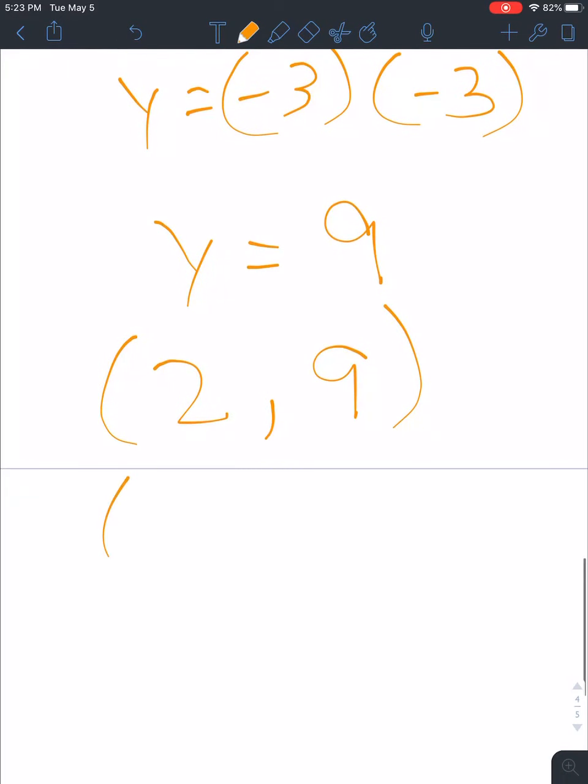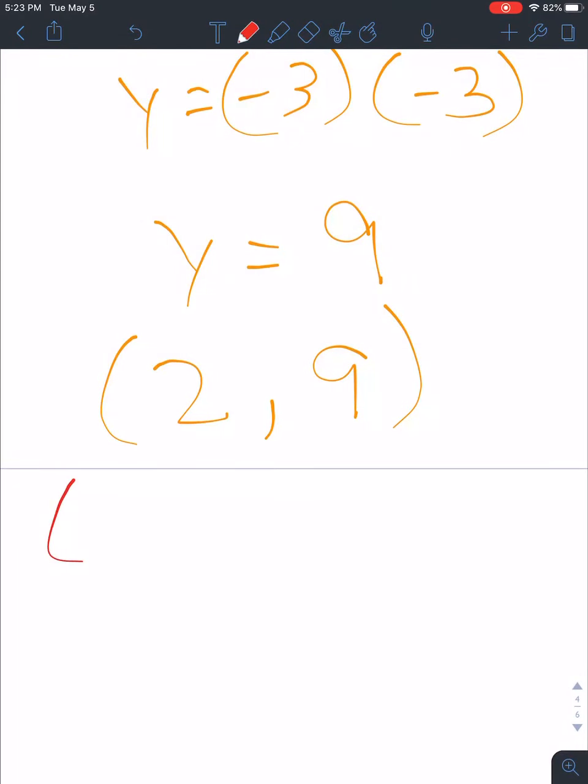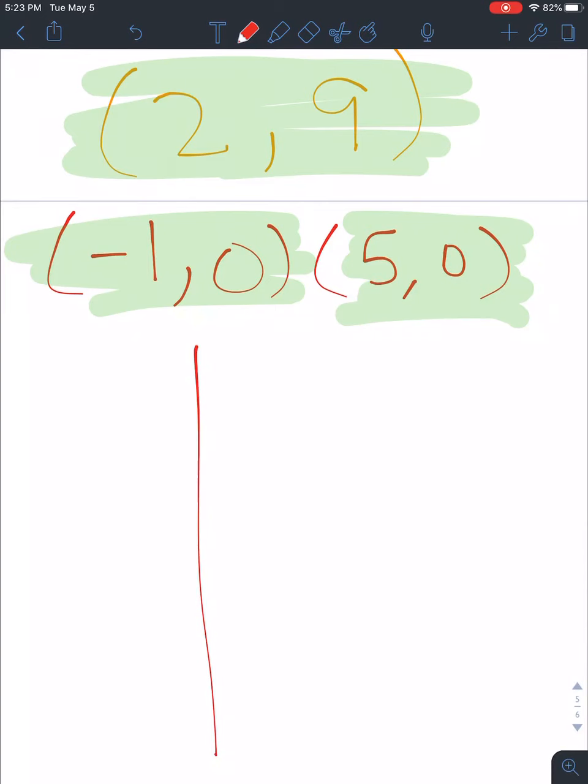But remember, you had x-intercepts. You had x-intercepts at (negative 1, 0) and at (5, 0). So now we have 1, 2, 3 points, and those are going to be the 3 points we graph. All right?